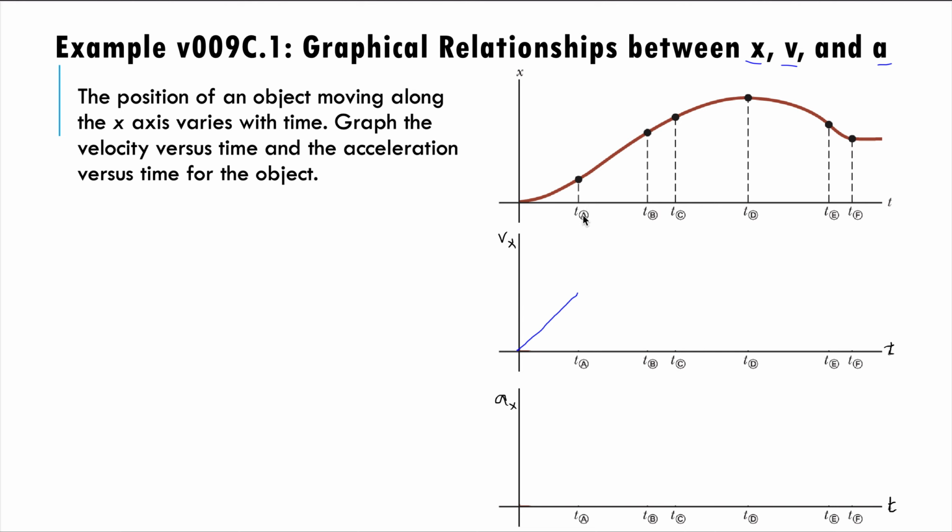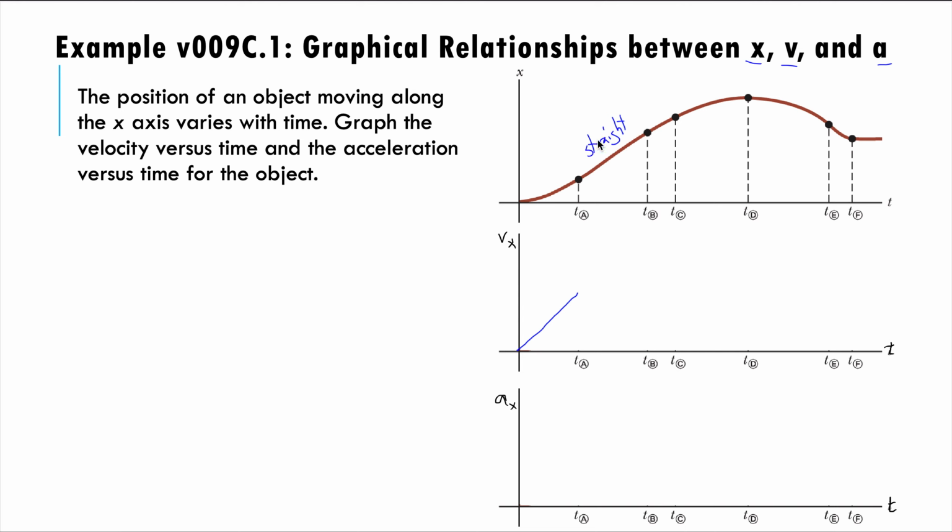Now let's look at what happens from A to B. From A to B, we do have a straight line. If you can't see it, just look carefully. This is a straight line here. Remember, when you have a straight line on a position time graph, that means constant velocity.